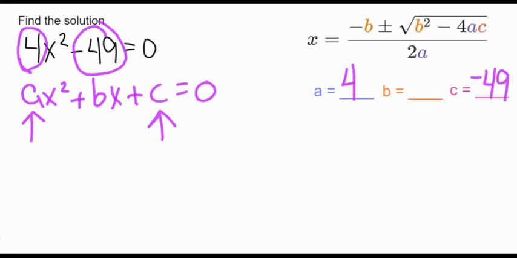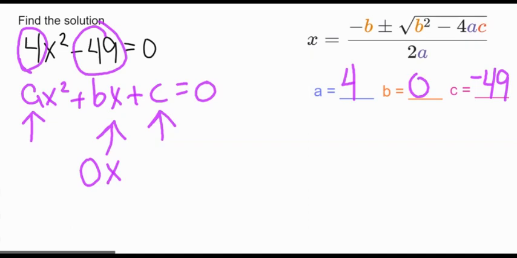And notice that there is no other term. The x term isn't there. Because it's not there, we know that it's a 0x, because 0 would have made it disappear. So we know that our b is 0. So we have our three numbers.